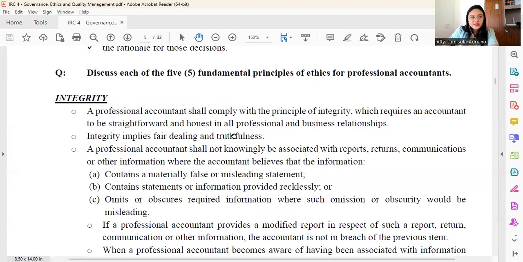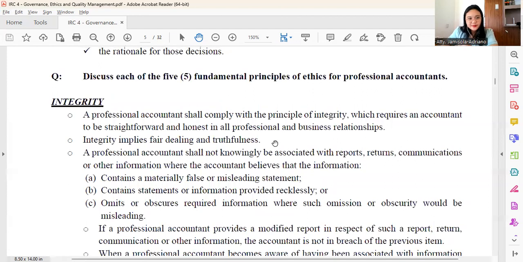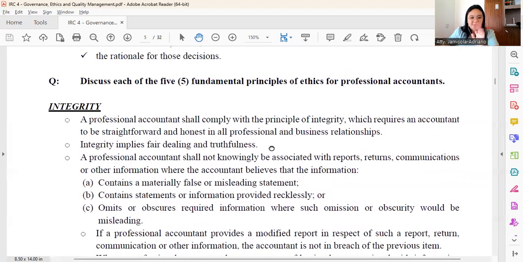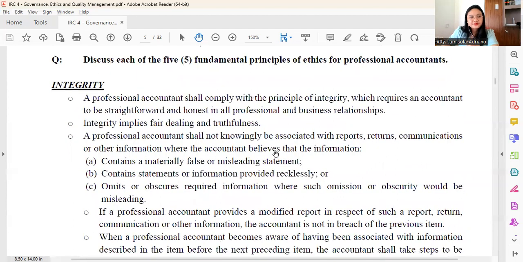Okay, so let's now discuss thoroughly the 5 fundamental principles of ethics for professional accountants. So remember those 5 that we have mentioned a while ago. So integrity. A professional accountant shall comply with the principle of integrity, which requires an accountant to be straightforward and honest in all professional and business relationships. So integrity implies fair dealing and truthfulness.